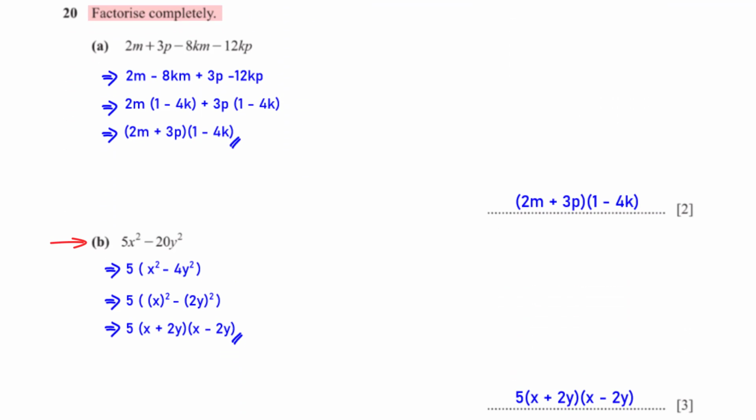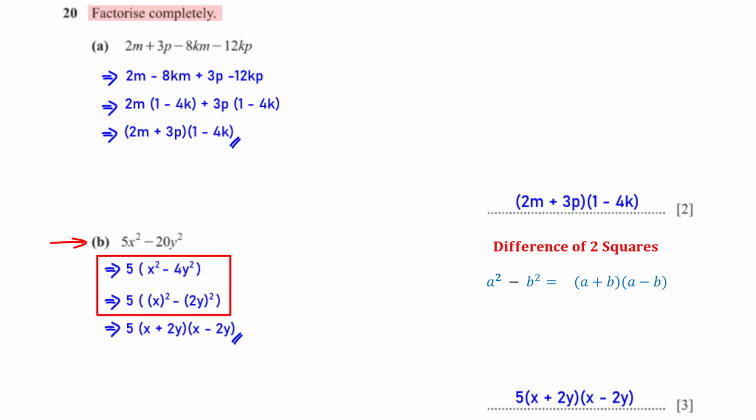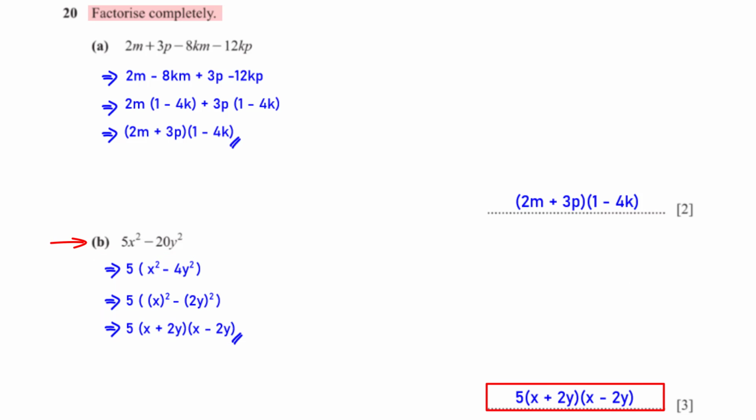Factorize completely. 5x squared minus 20y squared. The terms have a common factor of 5. When we factor out 5, we are left with x squared minus 4y squared. X squared minus 4y squared can be written as a difference of two squares, which is x squared minus 2y squared. When we apply the factorization for the difference of two squares, x squared minus 2y squared can be written as x plus 2y times x minus 2y. So we have 5 times x plus 2y times x minus 2y.